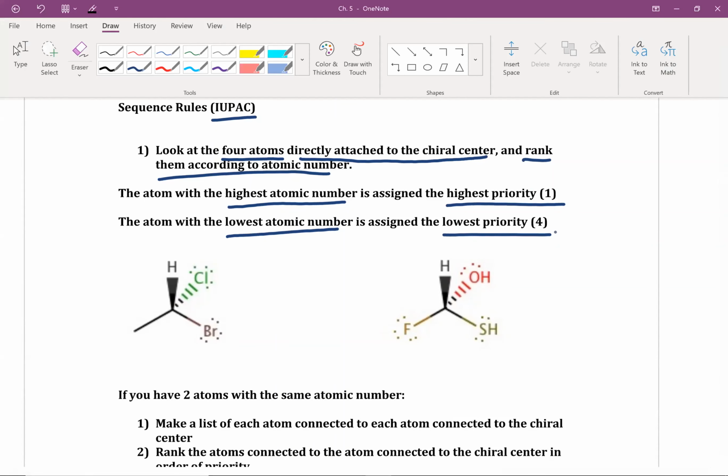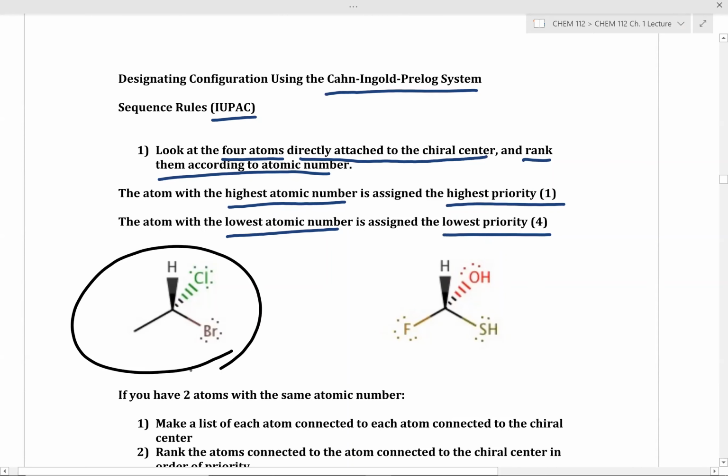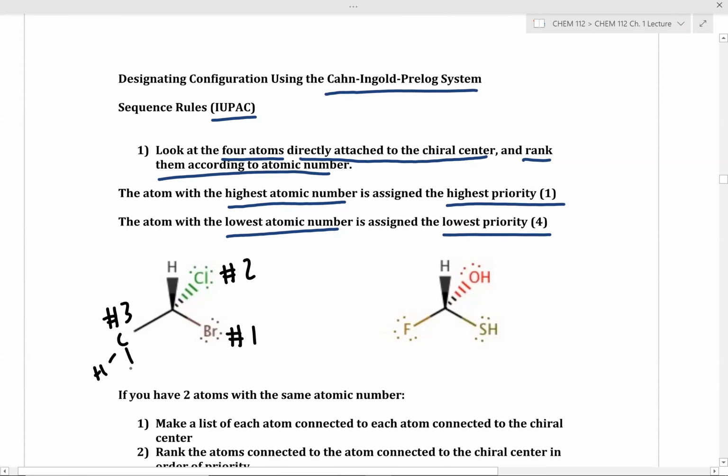So for example, if we had to look at the following molecule here, the atom with the largest atomic number is bromine, so that'll be our 1. Next up is chlorine, that'll be our 2. Carbon would be number 3. And hydrogen is number 4. Perfect. So looking at the molecule on the right, sulfur would be number 1. Fluorine would be number 2. Oxygen would be number 3. And hydrogen would be number 4.